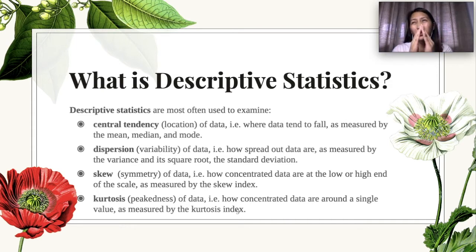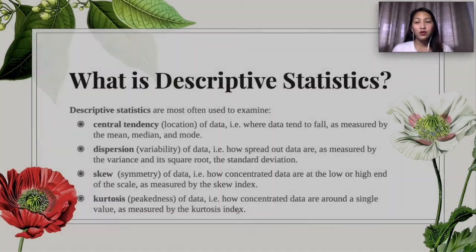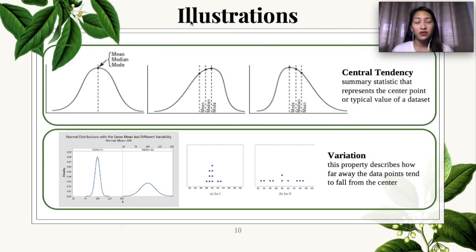Gaano siya ka-tayog, gaano siya ka-flat. So, yun yung kurtosis. So, let's discuss about this further using illustrations. So, when you say central tendency, the summary stat that represents the center point or typical value of a dataset. So, ito yung ating mean, median, at mode.